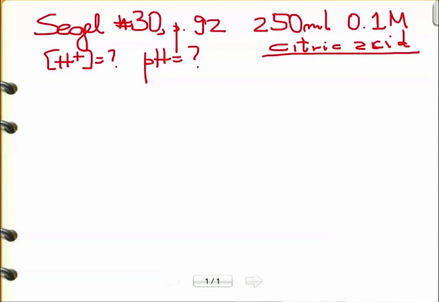Again, this is a polyprotic acid. You have to be careful how to deal with this problem. And mix with 300 milliliters of 0.1 molar solution of potassium hydroxide, KOH.